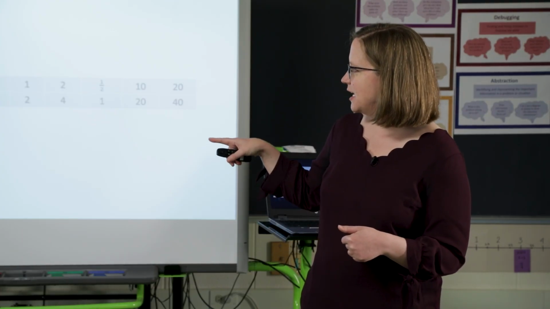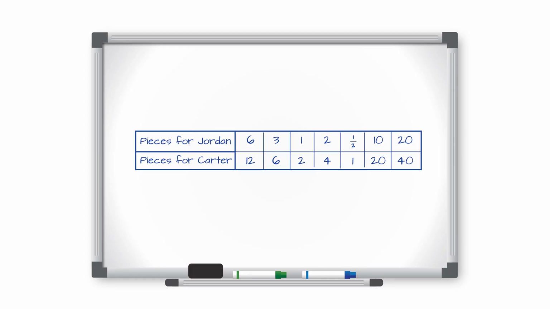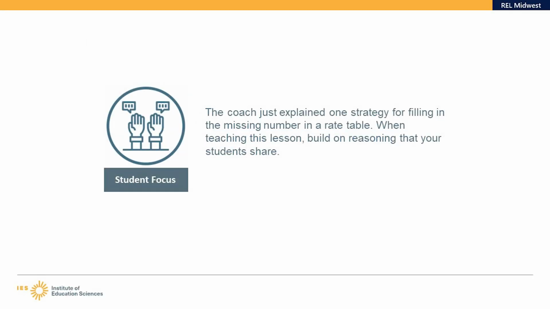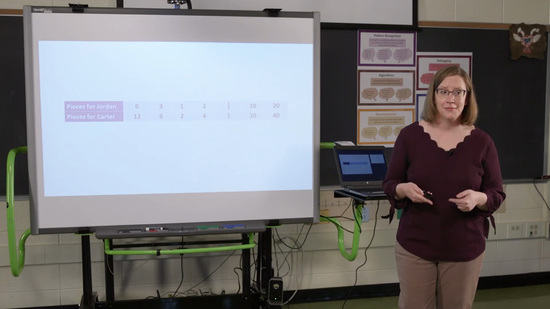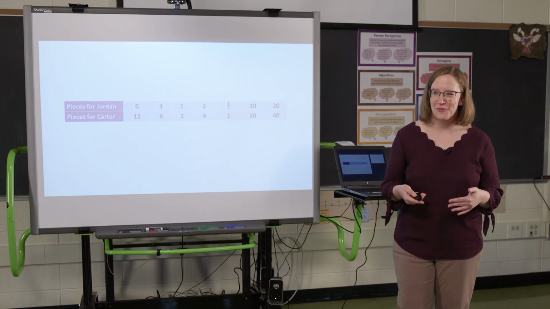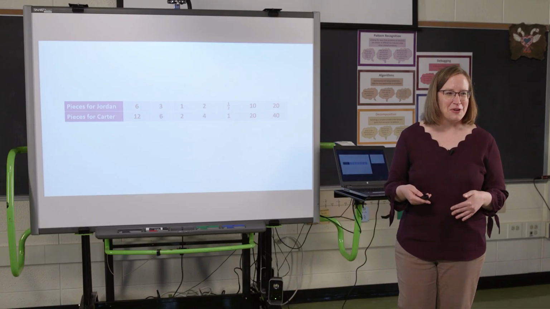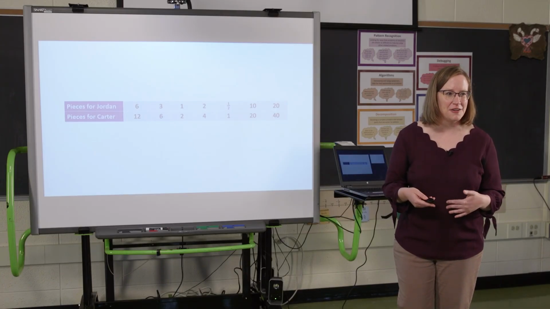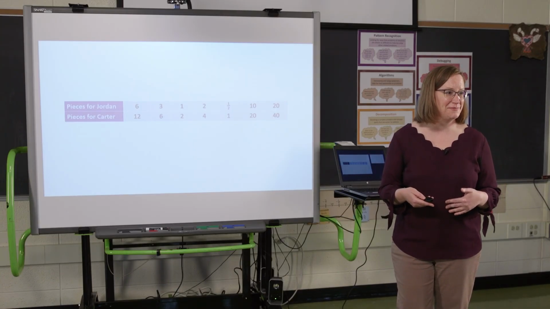Yeah. So it looks like in this table that to get the number of pieces for Carter, it's always twice the number of pieces that Jordan got. So if Jordan's getting 20, then it makes sense that Carter would get 40. Great, you're off to a great start using tables as a tool for abstraction as you work on these rate problems. I'm going to let you keep working on the problems now, and after a while we'll come back together and talk about how those tables were useful.